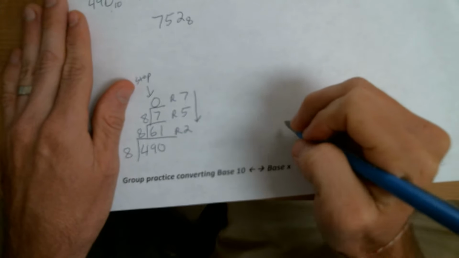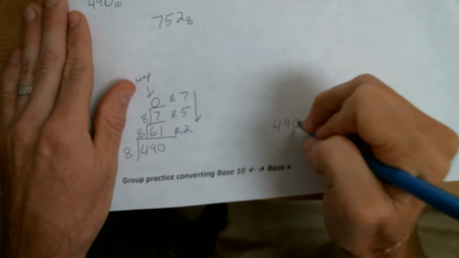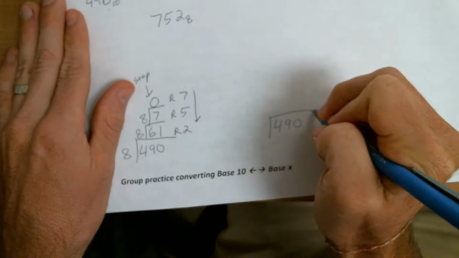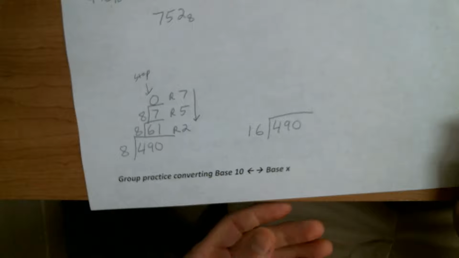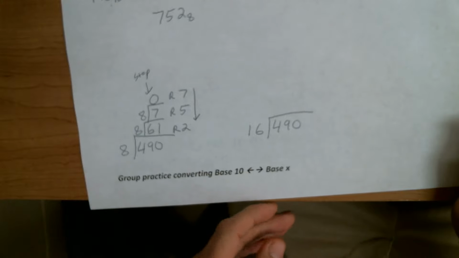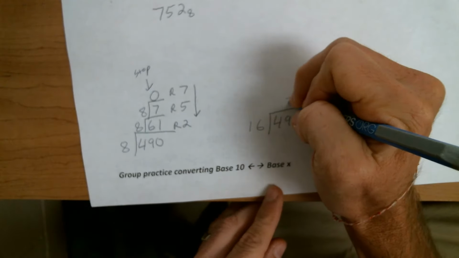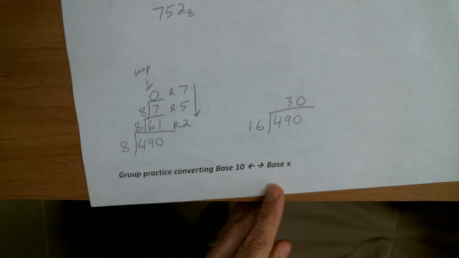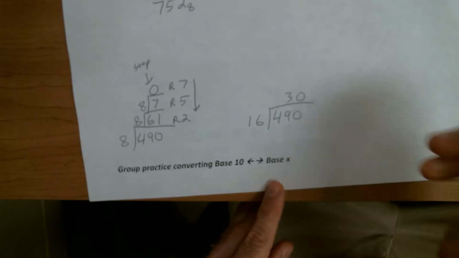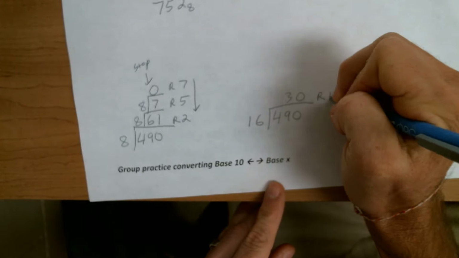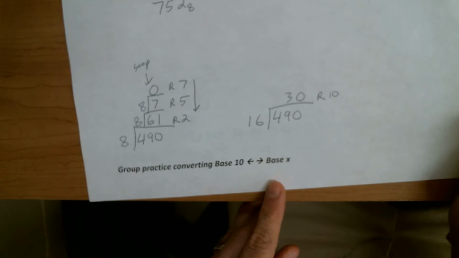All right. So again, I'm going to put the 490 down here. I'm going to divide it by 16. How many times does 16 go into 490? Well, it goes in 30 times. 30 times 16 is 480, which means that my remainder is 10. There's 10 left over.